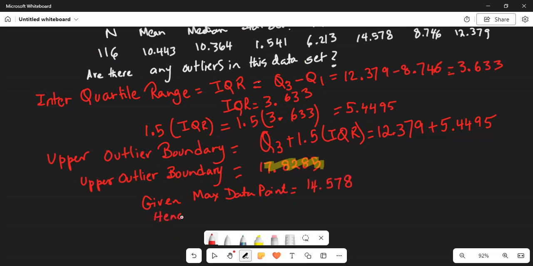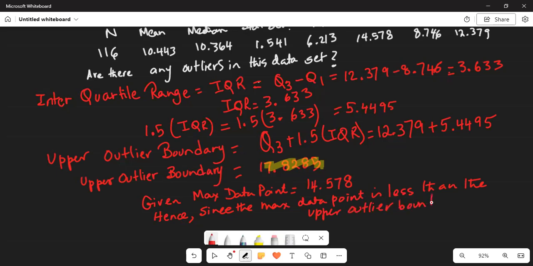Hence, since the maximum data point is less than the upper outlier boundary, there is no outlier on the right.